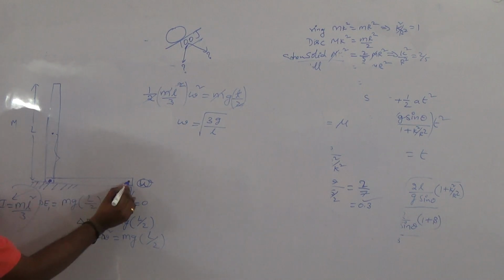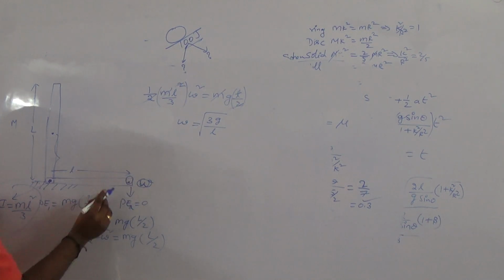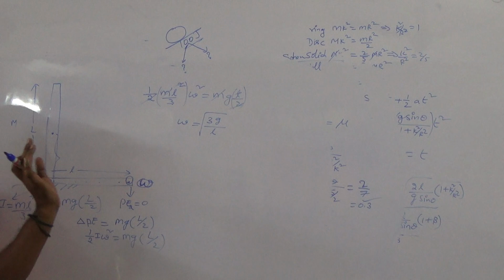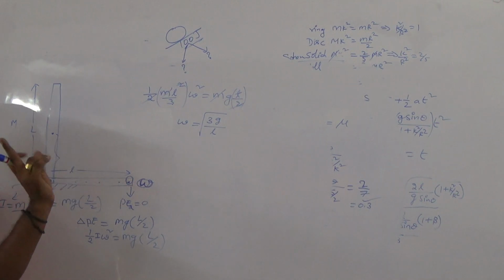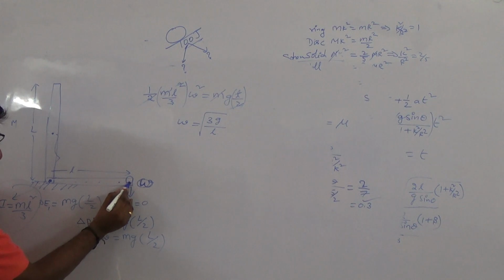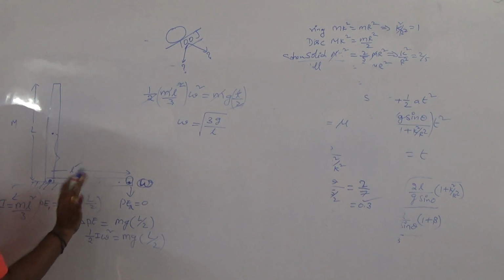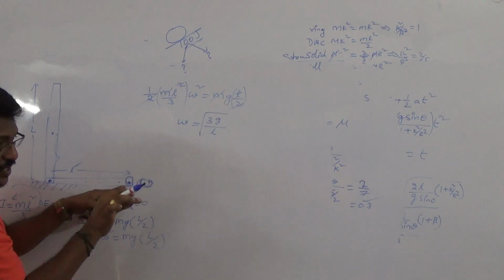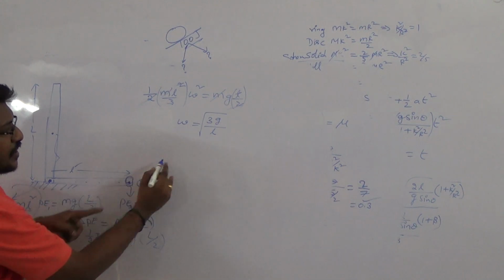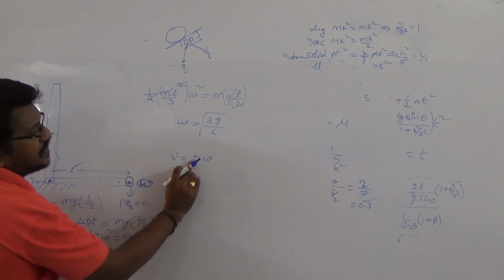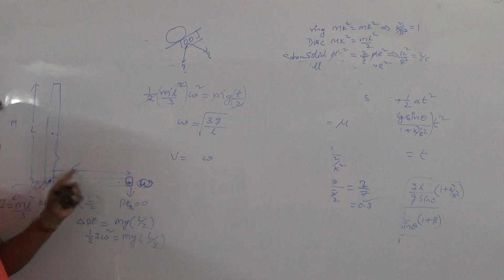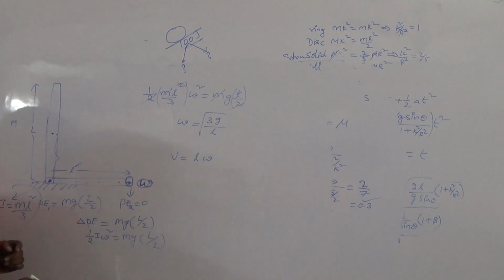From the fixed point, this free end is at a distance L. In rotatory motion, the angular velocity of all particles of the system remains the same, but the linear velocity is not the same. Here the free end from the fixed point is at a distance L. The linear velocity is V equal to R omega, where R is the perpendicular distance from the axis of rotation. That means V equal to L omega.